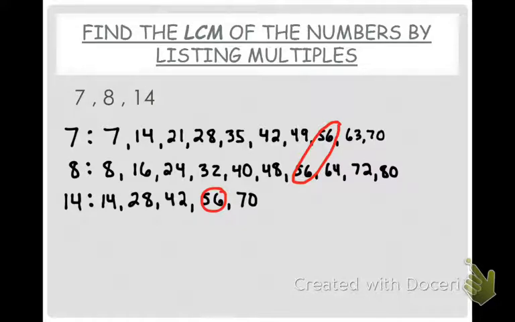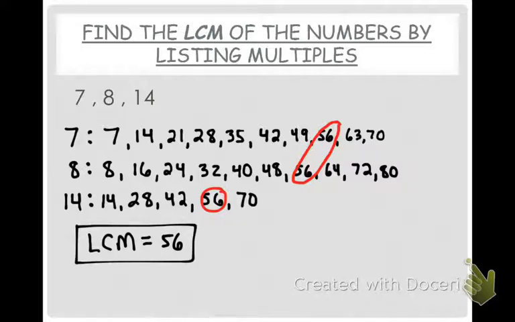So I want you to write down: the LCM, the least common multiple, is 56. Basically that means the numbers 7, 8, and 14 all fit into this right here, okay? So remember, say this one more time, multiples get bigger. So whatever your LCM is, it's going to be at least as big as this big number or bigger, okay?